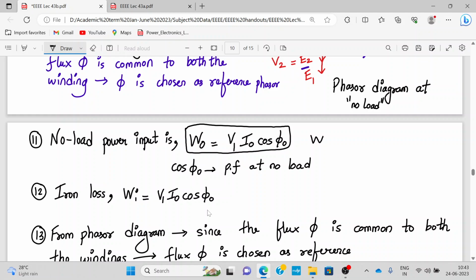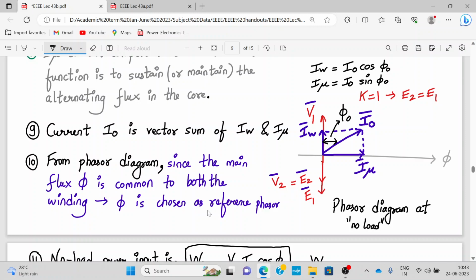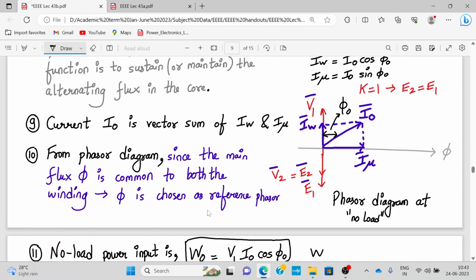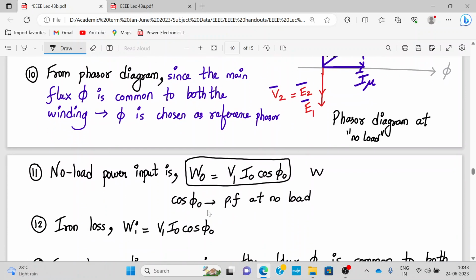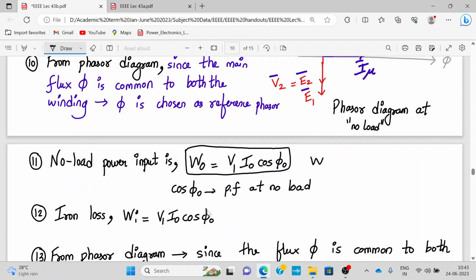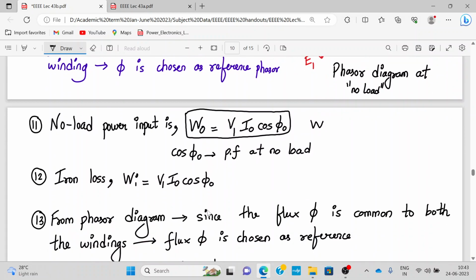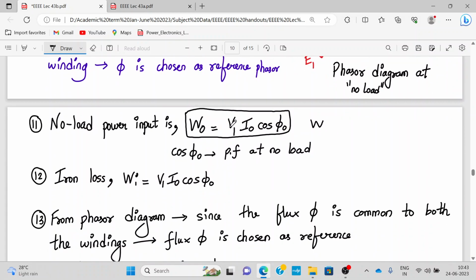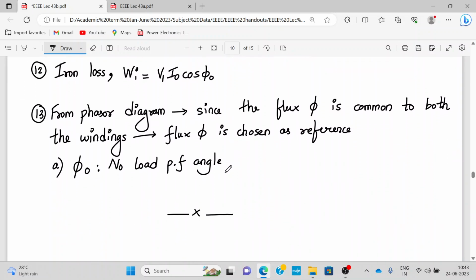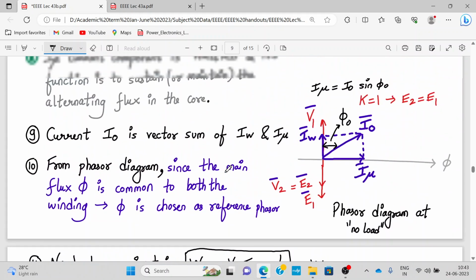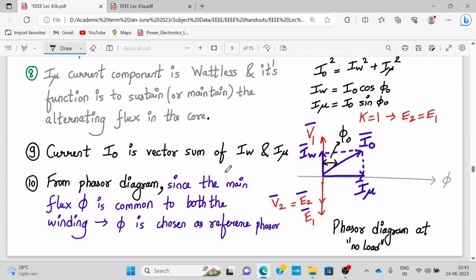Why is it so? Because the losses are very, very small. Therefore, the input power is also very, very small. So therefore, I naught is also very, very small. So the no load input power is actually almost equal to the iron loss. So therefore, both the formulas are the same. Alright, so that's about it for the phasor diagram at no load condition.